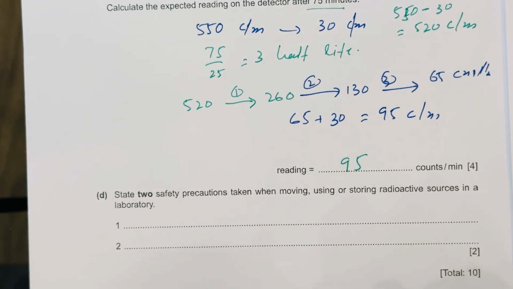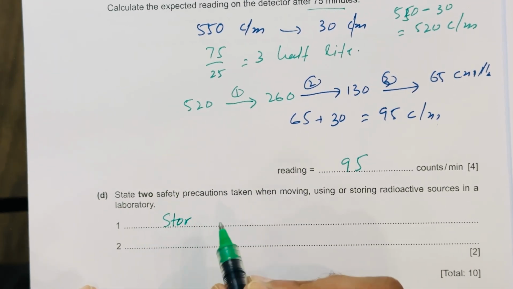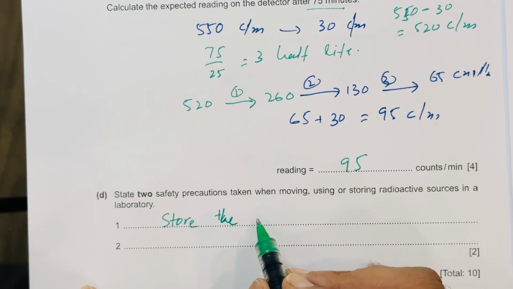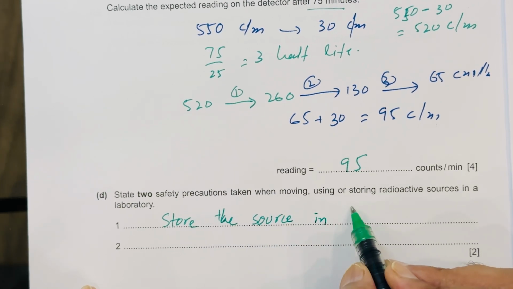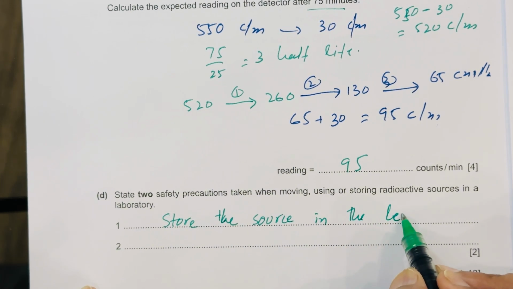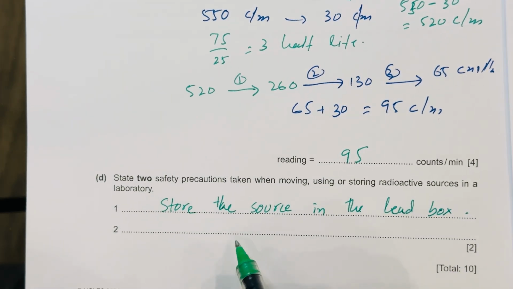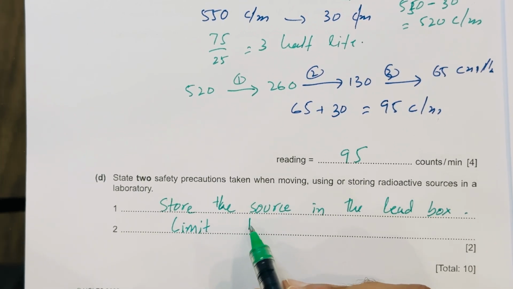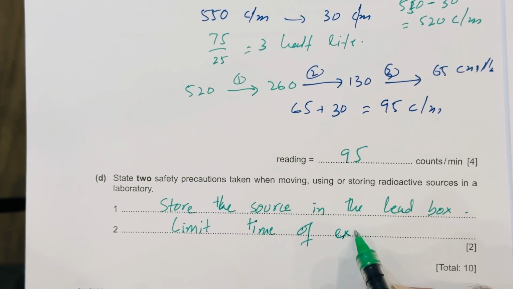Stage 2, safety precaution, when moving, using or storing radioactive sources. Store the source in the lead box because it will protect. The lead box will not allow anything to radiate to the outside of the box. Limit or minimize the time of exposure as much as you can.